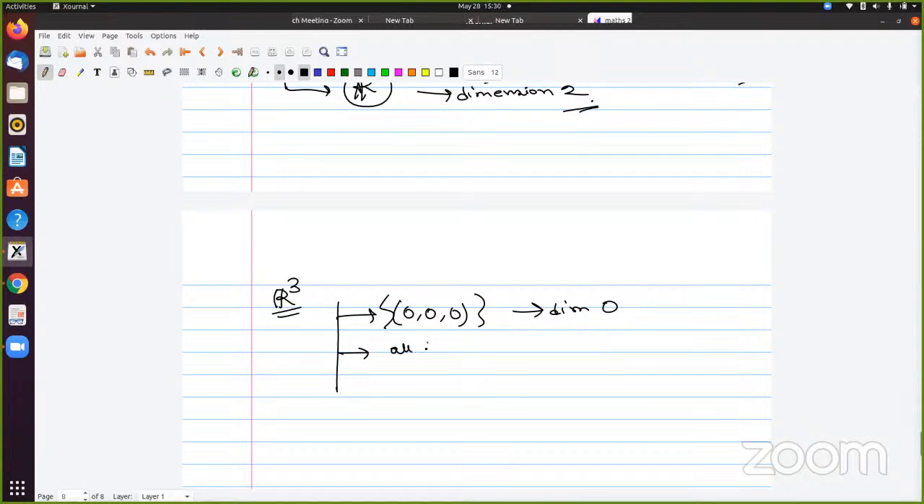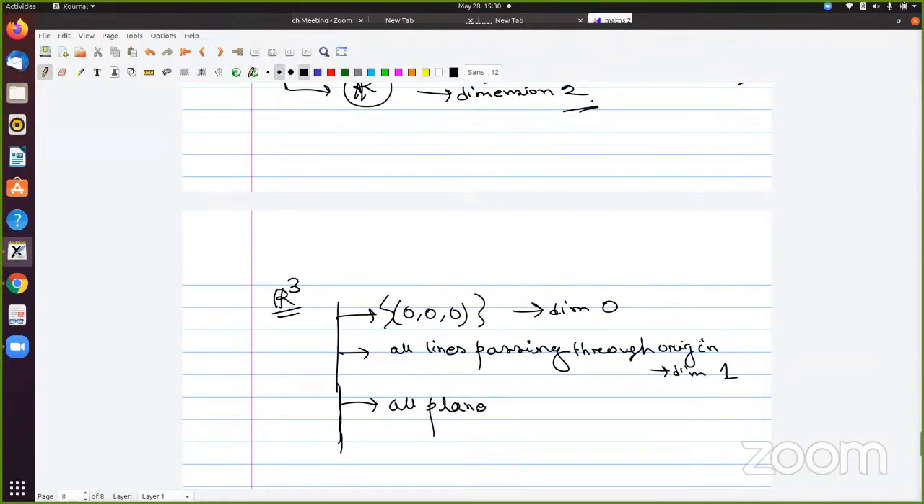Dimension 1 is all lines passing through the origin. In R3 also we can have this: all lines passing through the origin. This has dimension 1, and can be like (1, 0, 0), or anything. Then all planes passing through the origin. What is the dimension of a plane? Dimension 2. Exactly. Then R3.